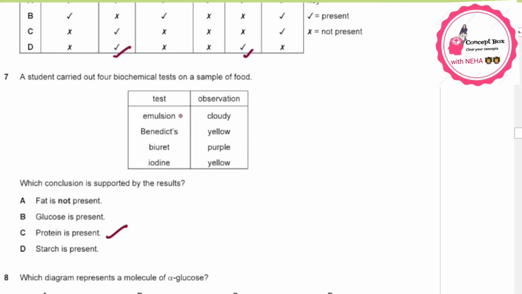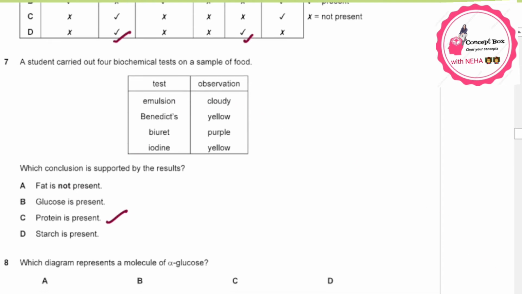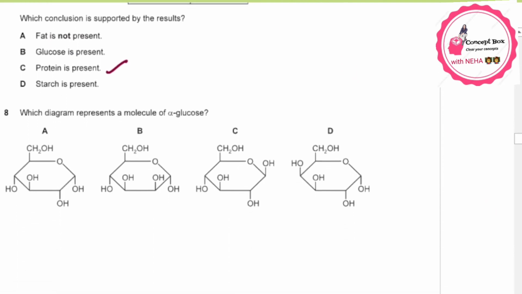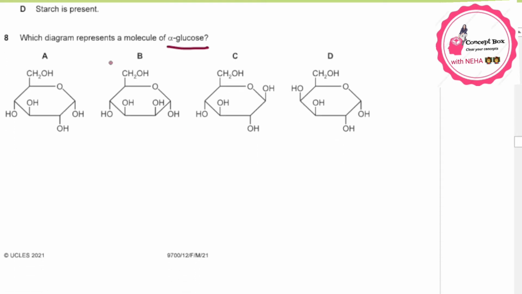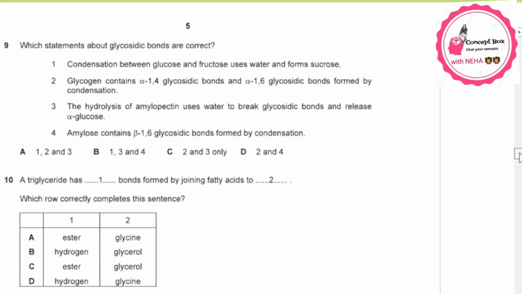Okay, and here fat is also present, but here what is written, fat is not present. Emulsion shows the fat. Okay, next is, which diagram represents a molecule of alpha glucose? So we must know, to have an alpha glucose, in carbon 1 the hydrogen should be on top and the hydroxide OH should be on the lower side. So which diagram represents a molecule of alpha glucose? This one. Okay, A shows the alpha glucose.